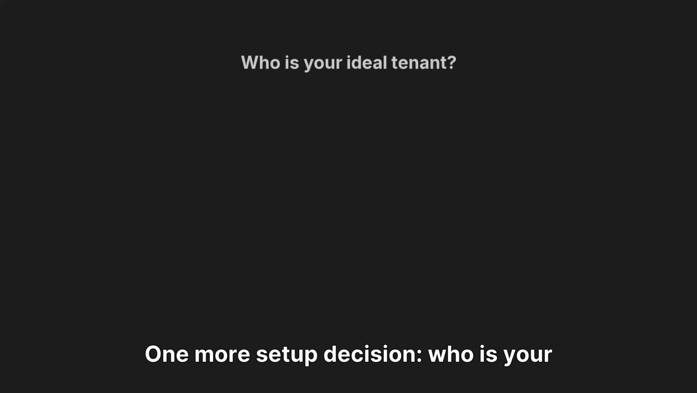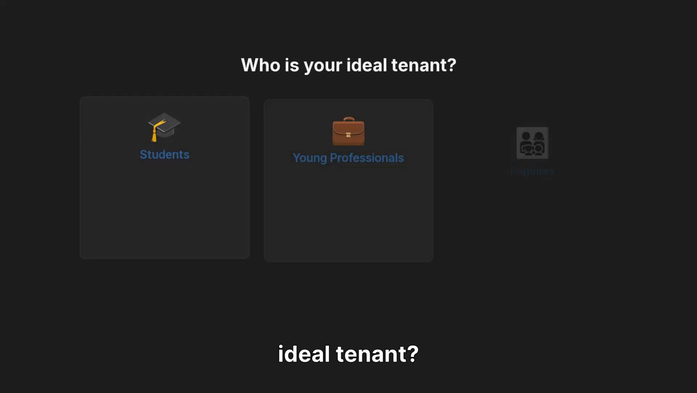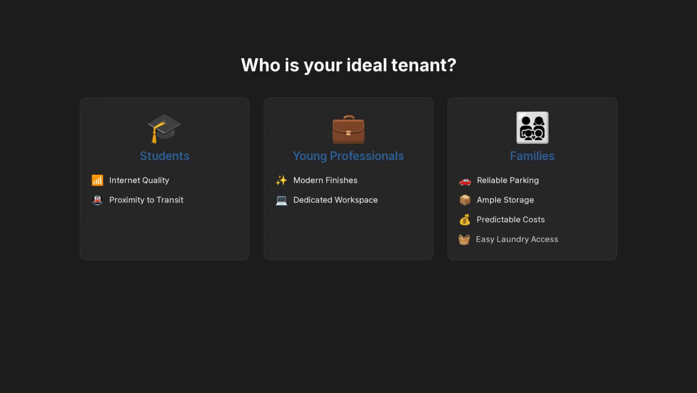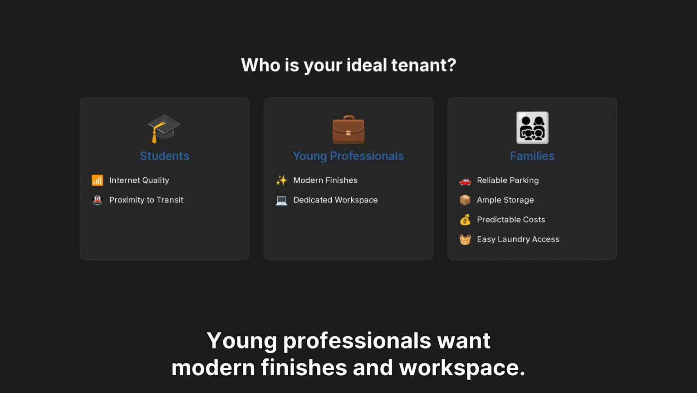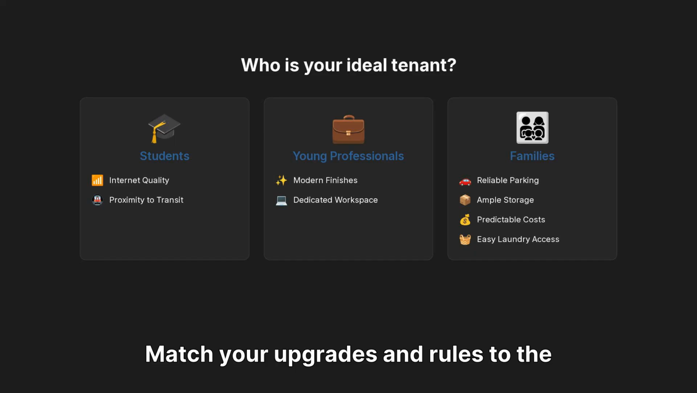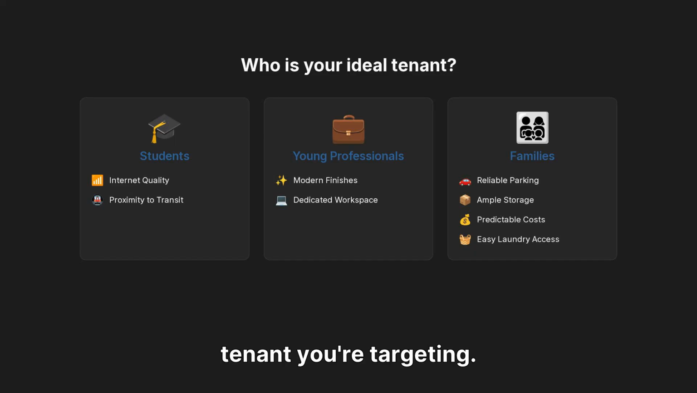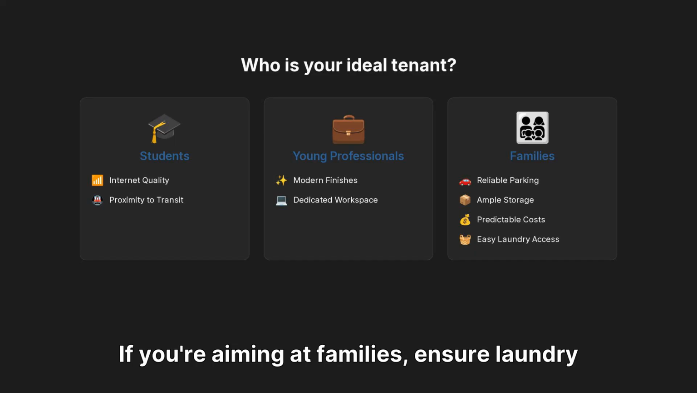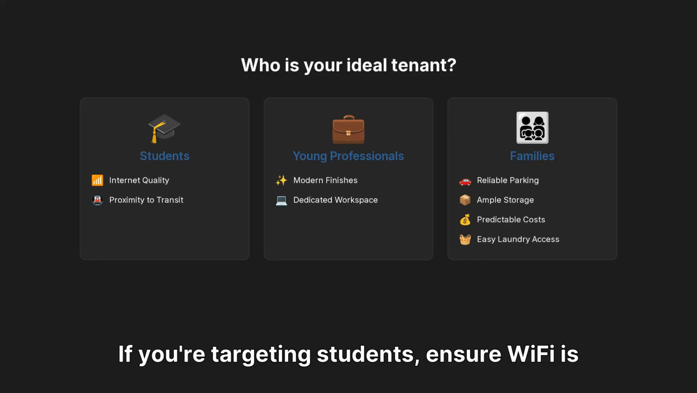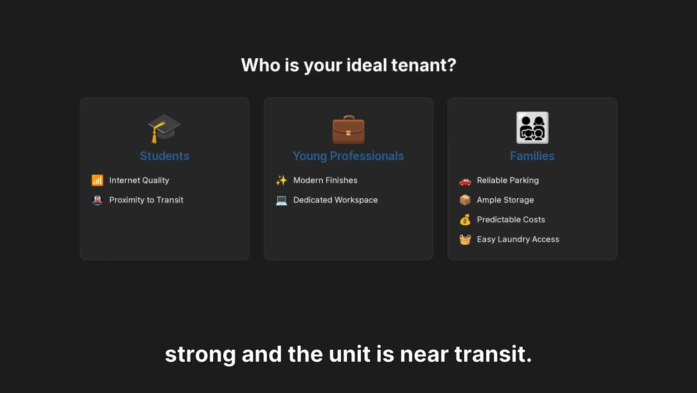One more setup decision. Who is your ideal tenant? Students care about internet quality and transit. Young professionals want modern finishes and workspace. Families want parking, storage, and predictable costs. Match your upgrades and rules to the tenant you're targeting. If you're aiming at families, ensure laundry is easy, storage is clear, and parking is reliable. If you're targeting students, ensure Wi-Fi is strong and the unit is near transit.